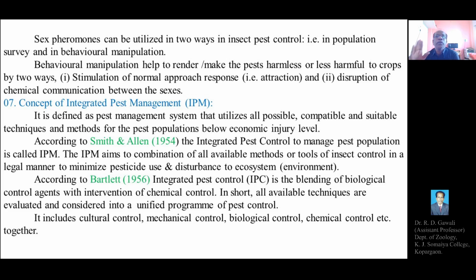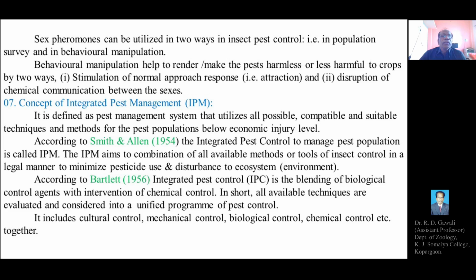So sex pheromones can be utilized in two ways in insect pest control: first in a population survey, and secondly in behavioral manipulation. Behavioral manipulation helps to render the pest harmless. With the help of behavioral manipulation, we can make the pest harmless or less harmful to the crops. Such manipulation can be made in the behavior of the pest.